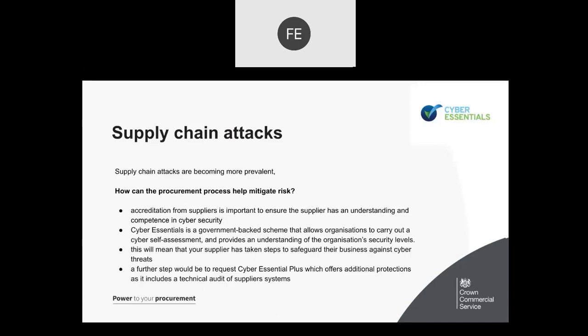So accreditation from suppliers is important to ensure that the supplier has an understanding and competence in cybersecurity. Cyber Essentials is a government-backed scheme that allows organisations to carry out a cyber self-assessment and provides an understanding of the organisation's security levels. This will mean that your supplier has taken steps to safeguard their business against cyber threats. A further step would also be to request Cyber Essentials Plus, which offers additional protections as it includes a technical audit of supplier systems. Just to note, all suppliers on the Cybersecurity Services 3 DPS have Cyber Essentials as a minimum, and you can select other accreditations such as Cyber Essentials Plus within the filters.